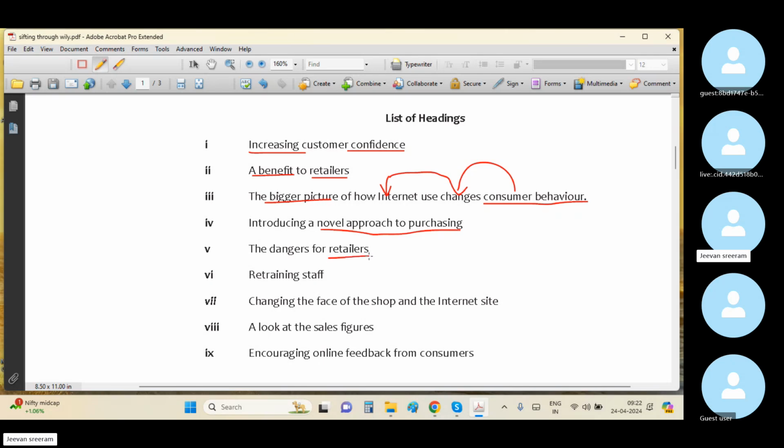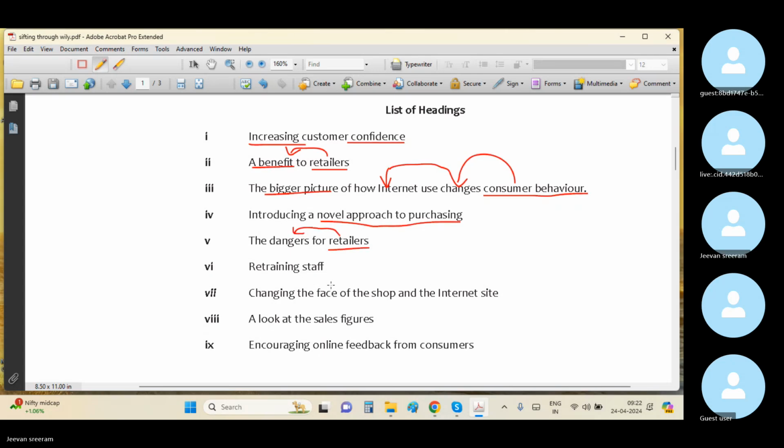So sellers, retailers means sellers only, no? Sellers. Okay, there is a benefit for sellers, and even we have dangers for sellers. So there must be two paragraphs describing benefits for sellers and also dangers for sellers, problems for sellers.